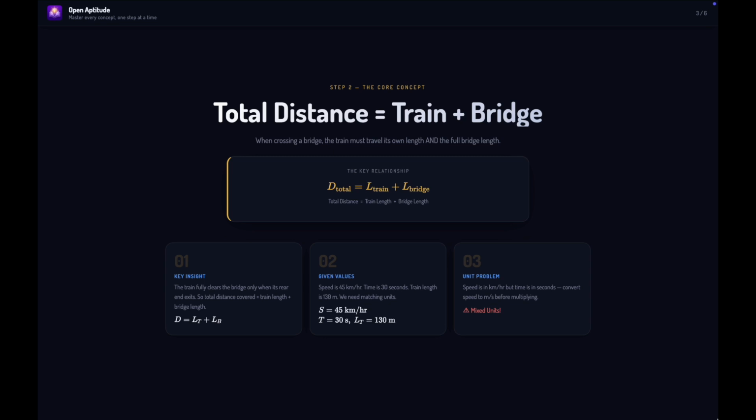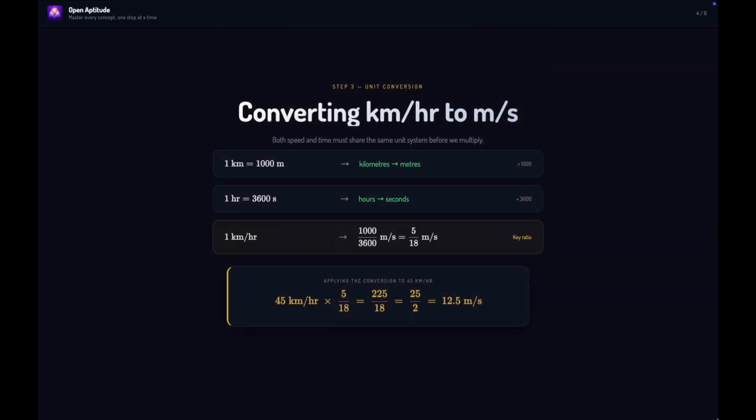However, there is a critical issue. The speed is in kilometers per hour while the time is in seconds. We must use consistent units before we can calculate. Let's fix the unit mismatch.